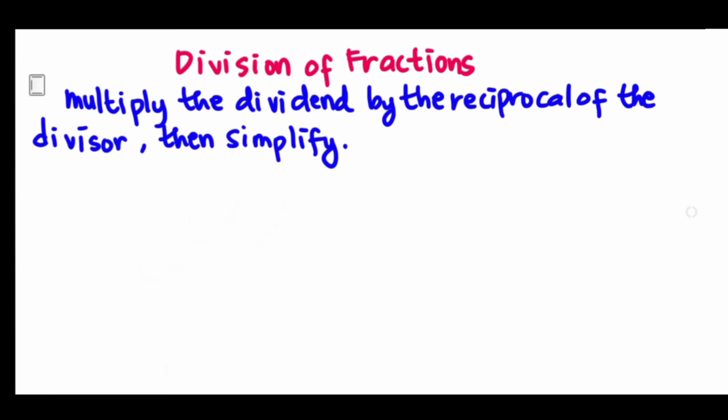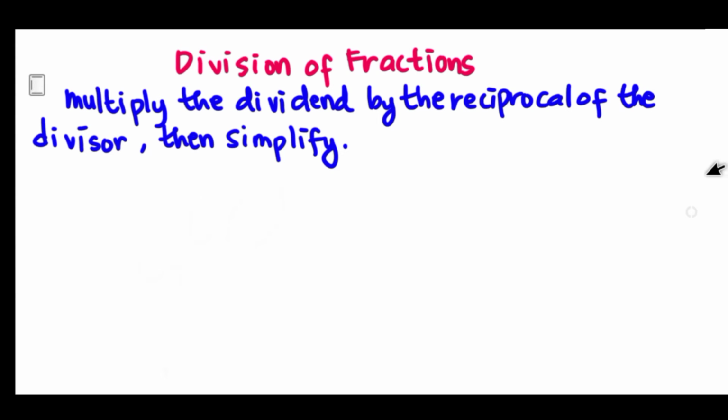So, dito na po tayo sa ating last lesson, division of fractions. So, here, pag po tayo magdi-divide po ng fractions, we will multiply the dividend by the reciprocal of the divisor and then we will simplify. So, in other words, i-multiply po natin yung dividend sa reciprocal or sa kabaliktaran ng divisor. And then, we will do cancellation and then afterwards, i-multiply na natin what's left.